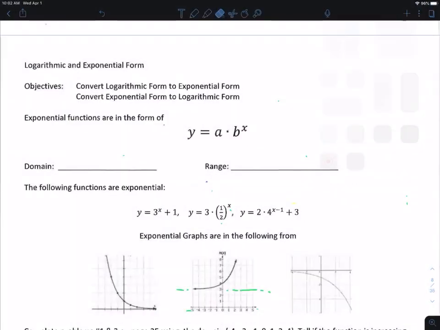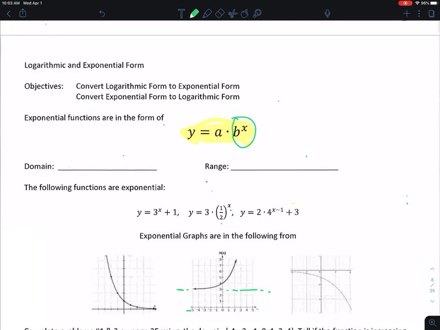We're just going to do a quick review of logarithmic functions and how to convert from log to exponential and exponential to log. So let's begin by just identifying what an exponential function looks like. So we see here y equals a times b to the x. This is an exponential function. And what makes it exponential is this b to the x.